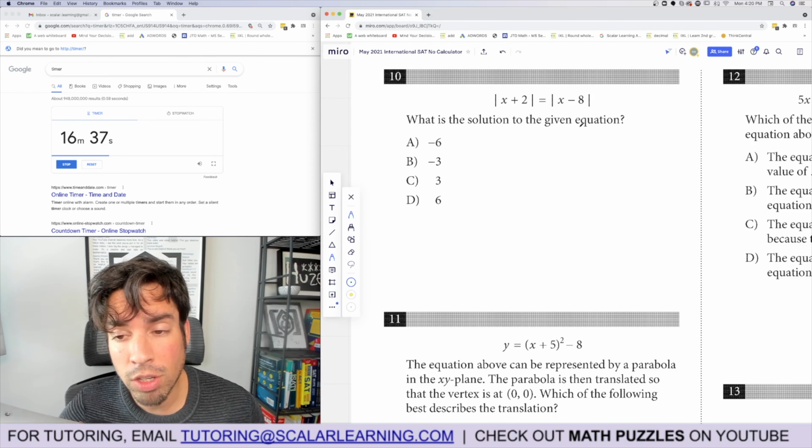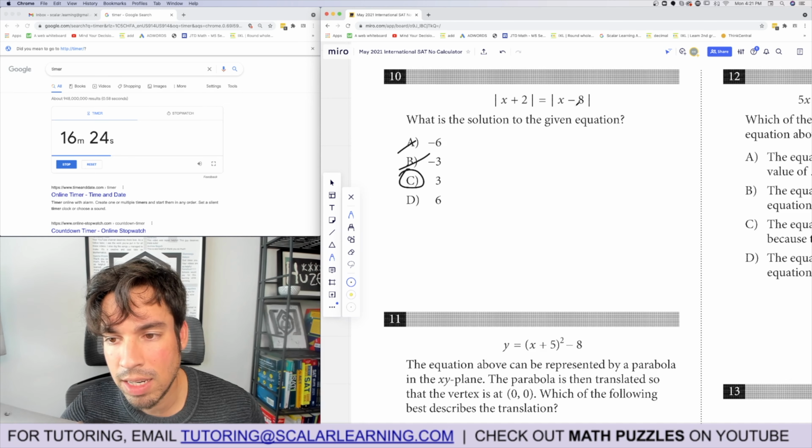Number 10. What is the solution to the given equation? If you want to plug and chug, you can. Yeah, let's plug and chug. Why not? So -6 definitely doesn't work. -3 gives you 1. Nope. 3 gives me 5 and 5. This is the winner. And then 6 would give me 8 and 2.